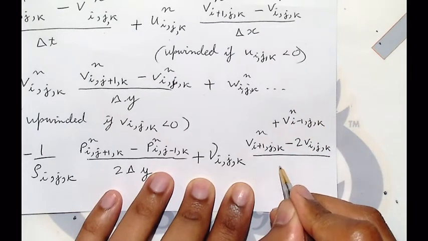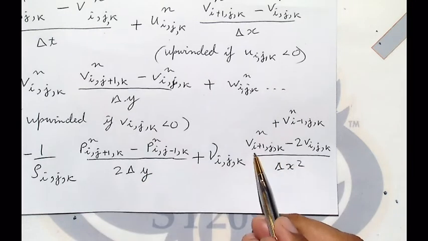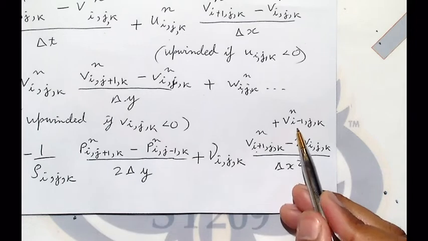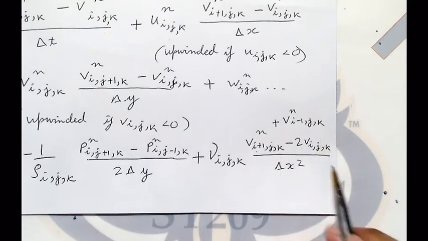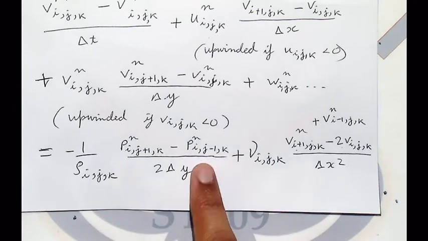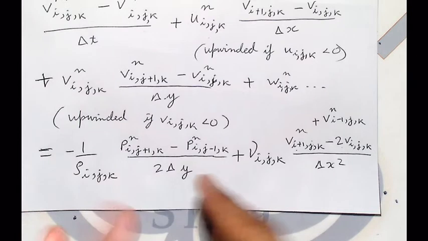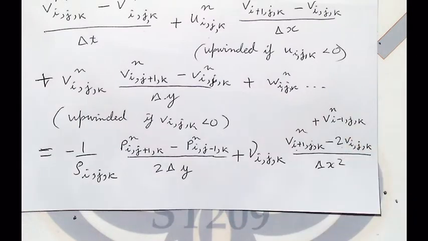Over delta x squared. So it's just i plus 1, minus 2i, and i minus 1. In j and k, you do not move. At this point, some of you might not entirely be able to visualize what these i, j, k's mean, so we will do a very simple 2D grid.